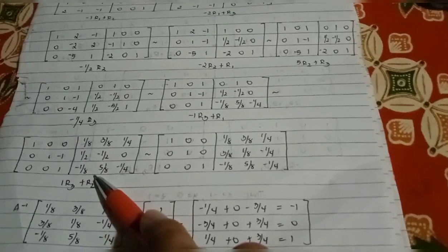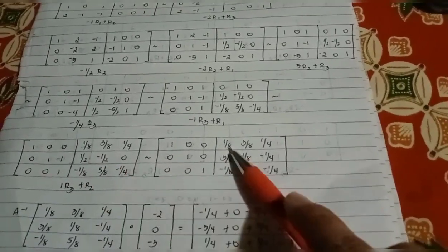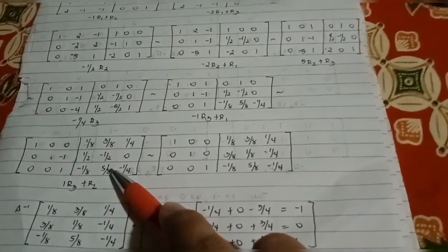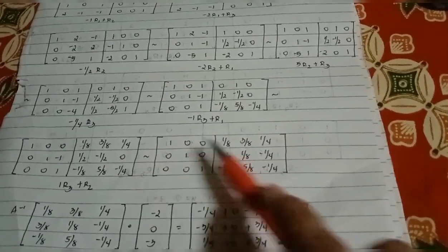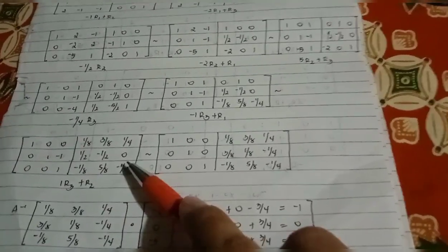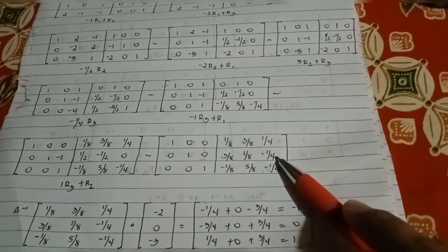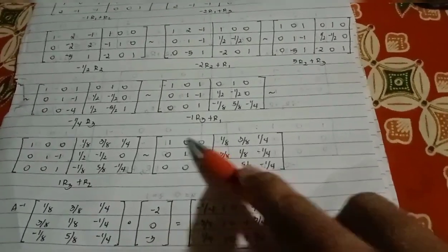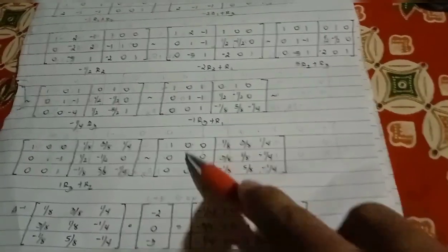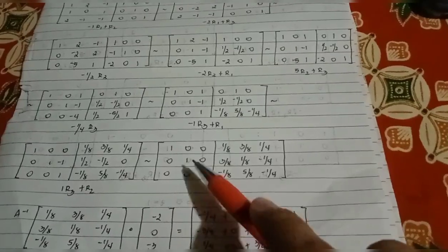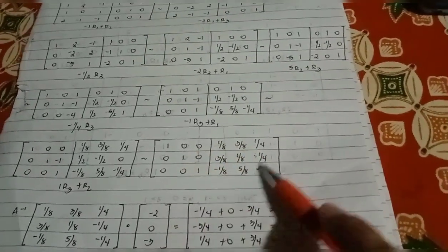1 times negative 1/8 plus 1 half is equal to 3 over 8. 1 times 5 over 8 plus negative 1 half is equal to 1/8. 1 times negative 1/4 plus 0 is equal to negative 1/4. As you can see on the left side, we have replaced it with the identity matrix: 1 0 0, 0 1 0, 0 0 1. So this is the answer.